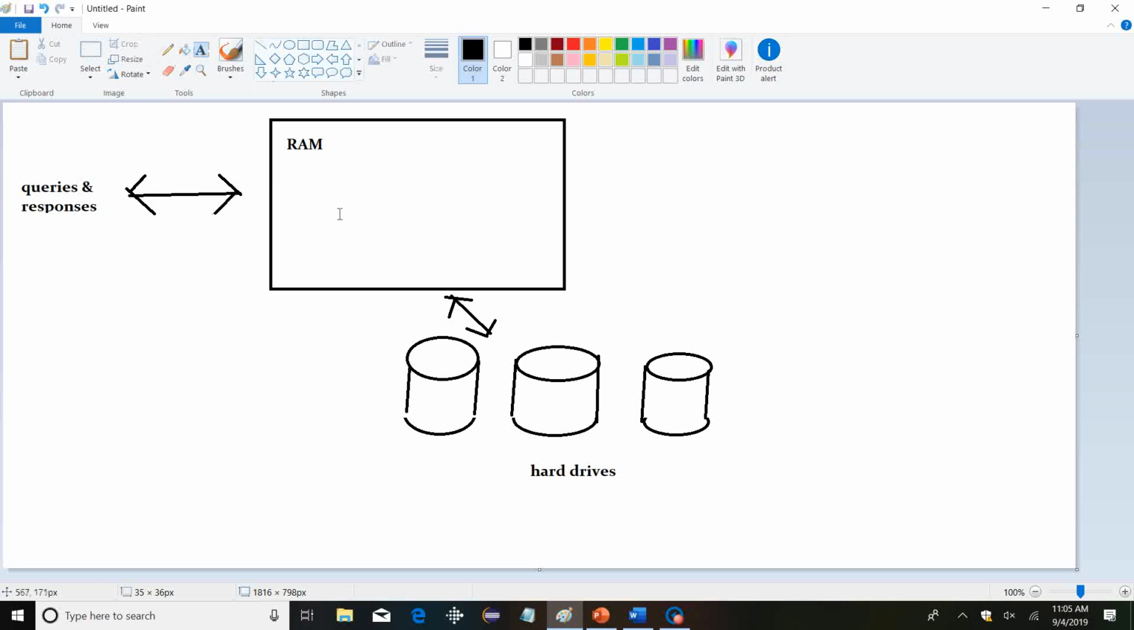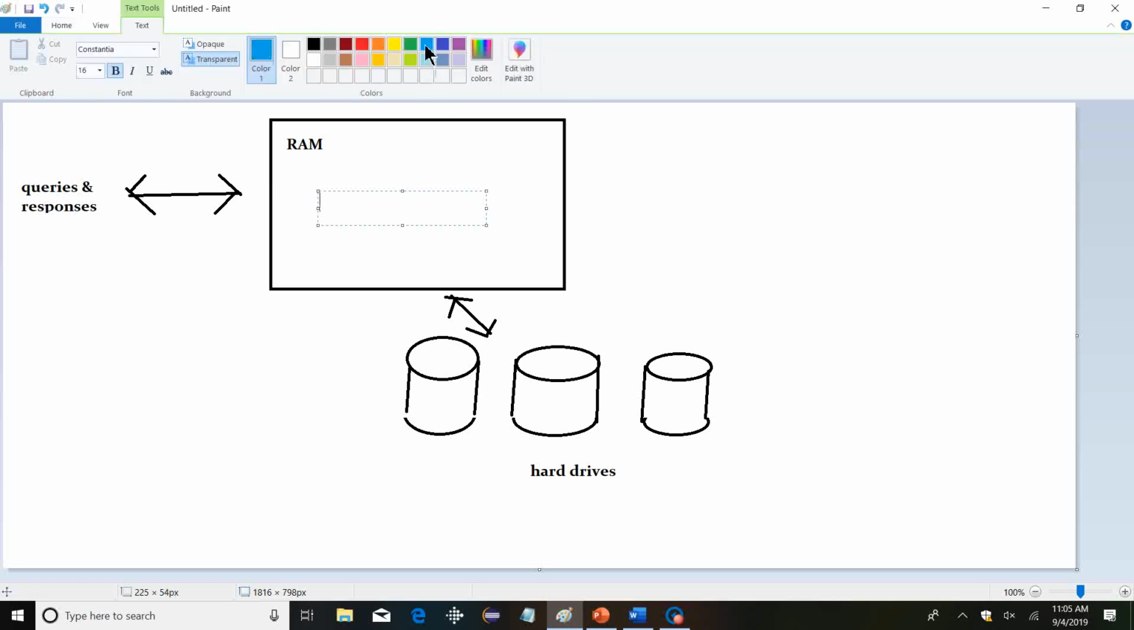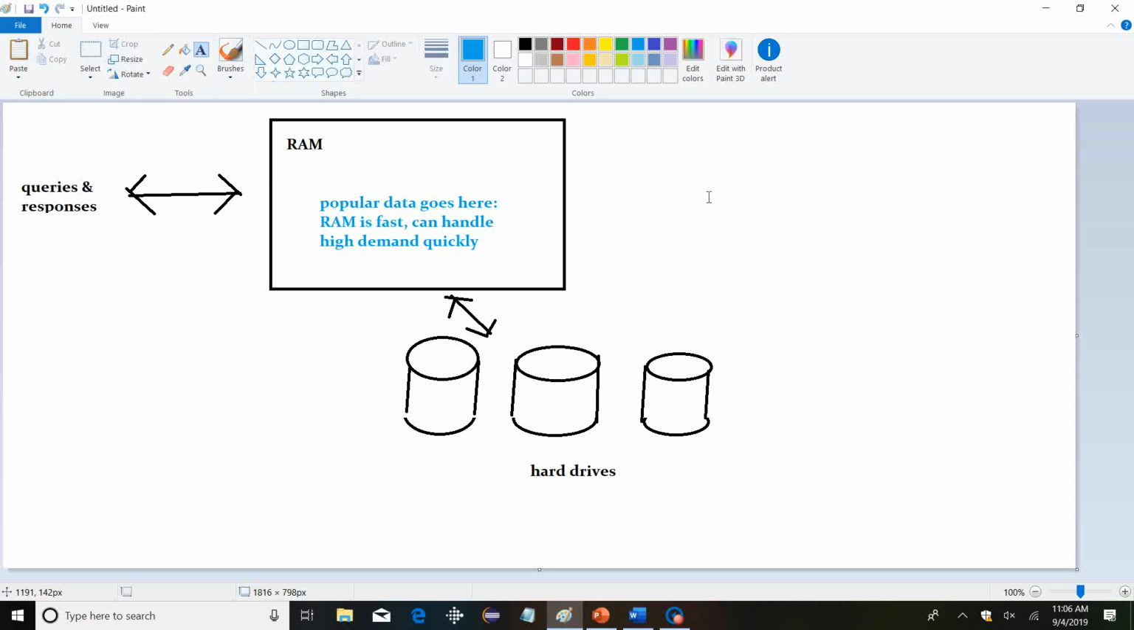In RAM, we store the popular data. So popular data goes here, right? Because RAM is fast, can handle high demand, and handle it quickly. So that's what we want there.